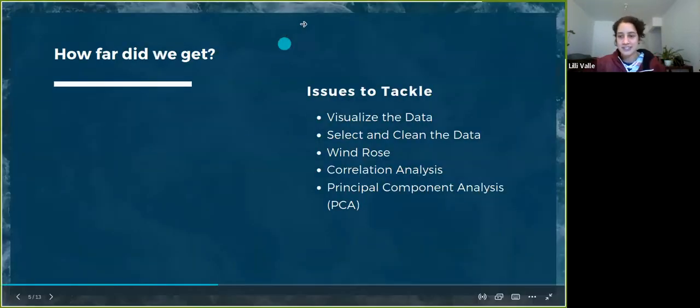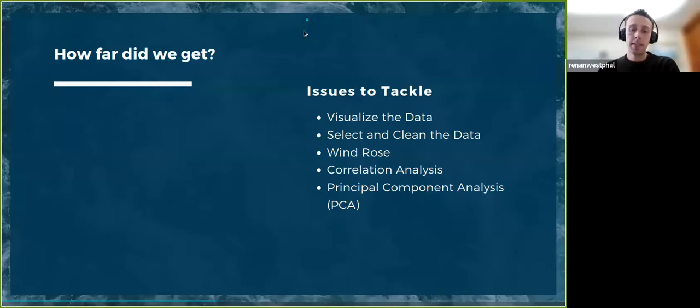Next. So how far did we get? We were able to visualize the data that we collected from the website of SiMCosta. We selected and cleaned the data that we wanted to work with. We created windrows to see the predominance of the winds in the period that we worked. And we made correlation analysis and principal component analysis also.